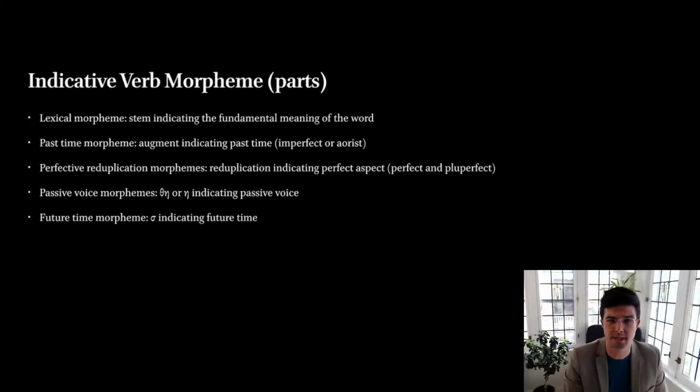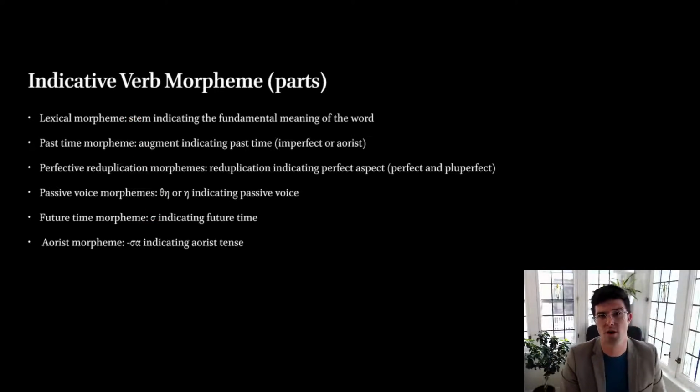The future tense morpheme should be well known at this point. Sigma, indicating past time, and there's going to sometimes be the case where the sigma is not explicitly there. It's hiding in the verb form by means of amalgamation. That is, the sigma has been added on to the lexical morpheme, and the end of the lexical morpheme changes, the last letter changes on the basis of that sigma being added.